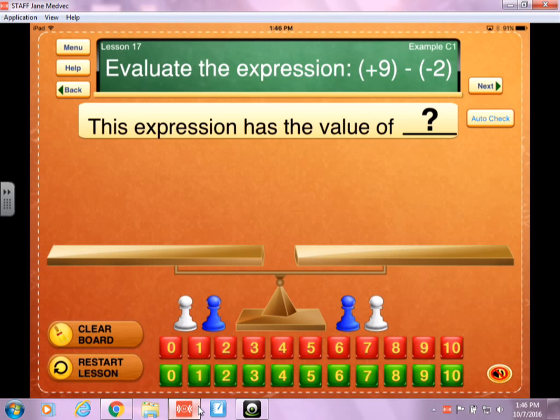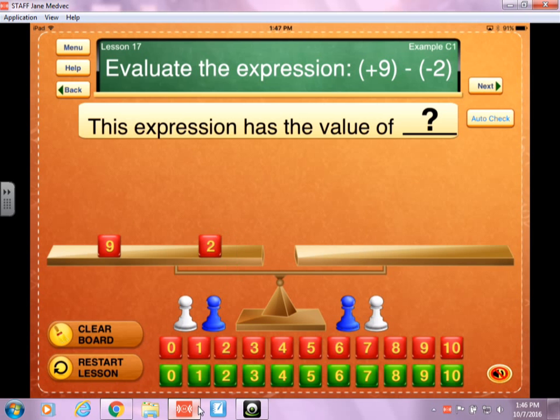So I'm going to take a positive 9, and it tells me to take away a negative 2. Do I have a green cube to take away? I don't. Watch what I can do. If I have a positive 2 and a negative 2, how much is this? 0. There's 0, right? I can add these together and there's 0. Okay, now can I take away a negative 2?